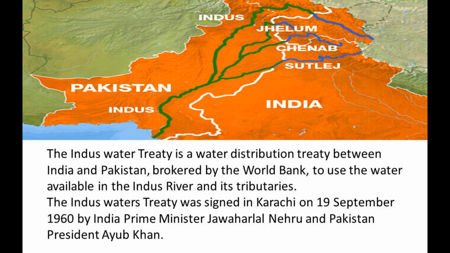The Indus Waters Treaty. The Indus Waters Treaty is a water distribution treaty between India and Pakistan, brokered by the World Bank to use the water available in the Indus River and its tributaries. The Indus Waters Treaty was signed in Karachi on 19 September 1960 by Indian Prime Minister Jawaharlal Nehru and Pakistani President Ayub Khan.